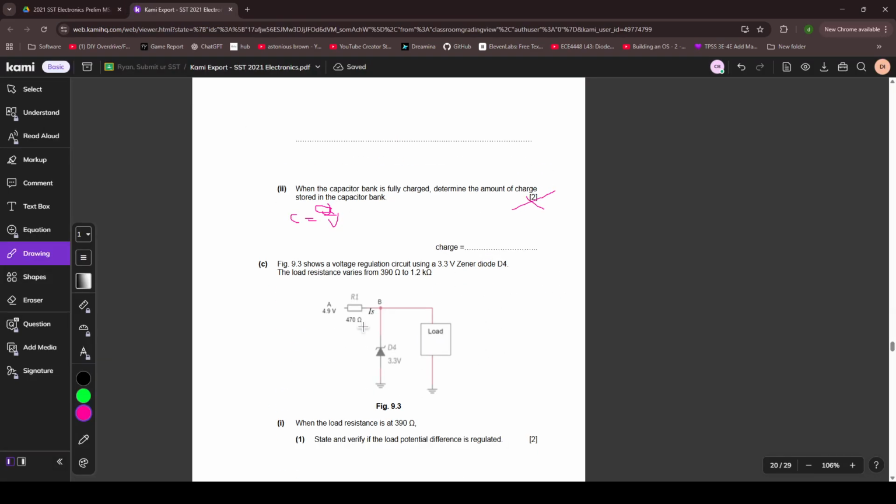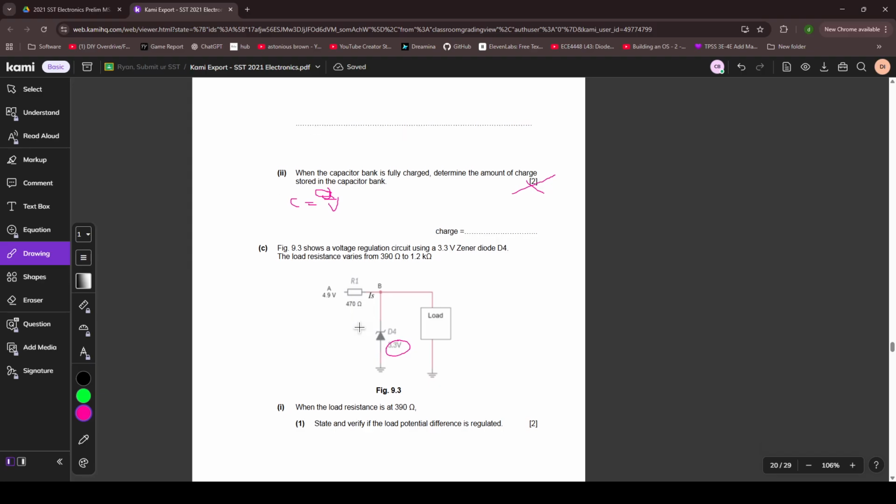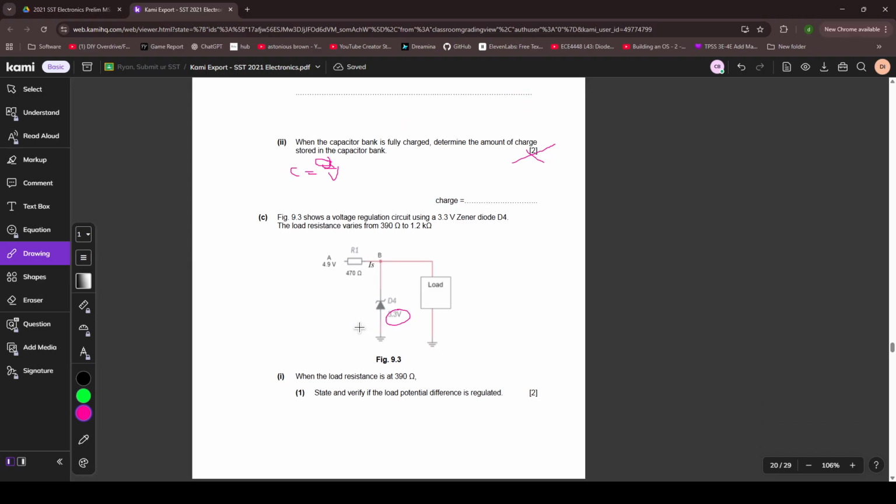9.3 shows the voltage regulation circuit and uses a Zener diode with 3.3 volts breakdown voltage. Load resistance varies from 390 ohms to 1.2 kilo ohms. State, when the load resistance is 390, and verify if the load potential difference is regulated. Okay, what does this mean?